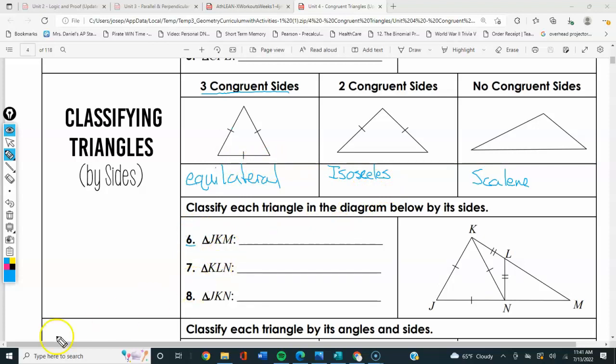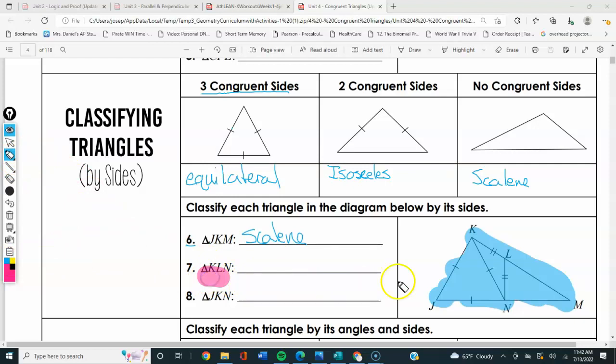Number 6, classify JKM. So JKM. That's why I highlight JKM. So the whole thing. Now, if you look at that whole thing, none of the sides are marked congruent. If none of the sides are marked congruent, it means they are not congruent, and that would make it a scalene.